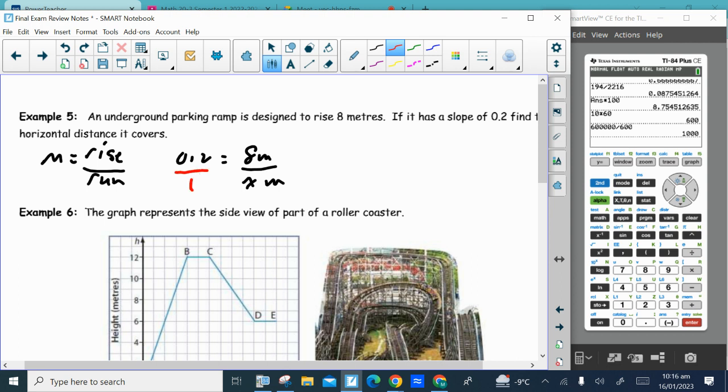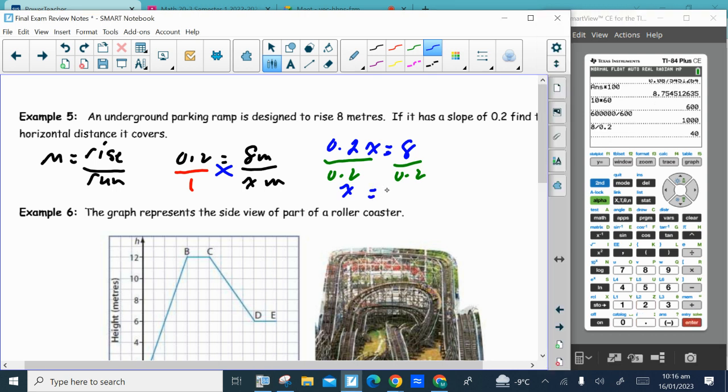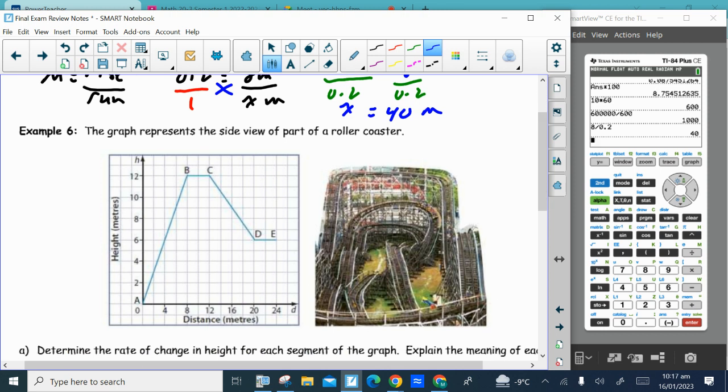We make both sides a fraction, and then we cross multiply. 0.2 times x will equal 1 times 8. And then we would divide both sides by 0.2 to get x by itself. So 8 divided by 0.2 is exactly 40. And that would be in meters because that is the unit on the rise. So we did questions like this where you're given the slope and either the rise or the run, and you're asked to find the missing dimension.